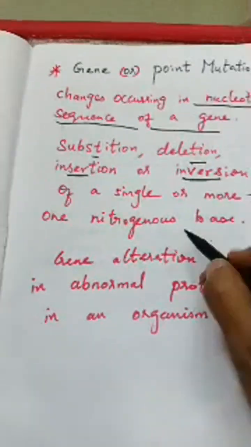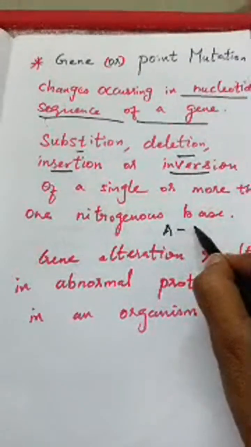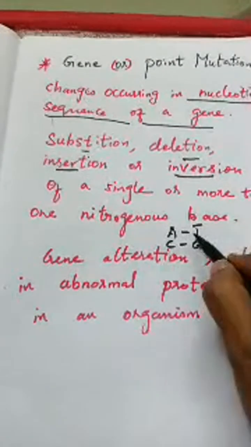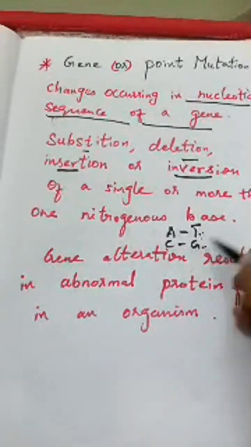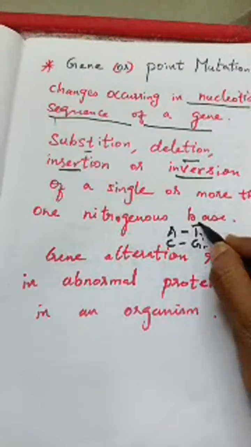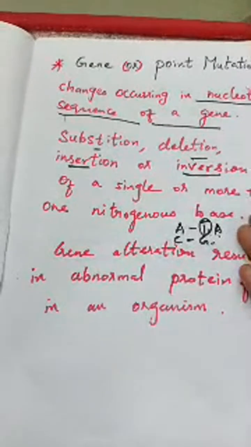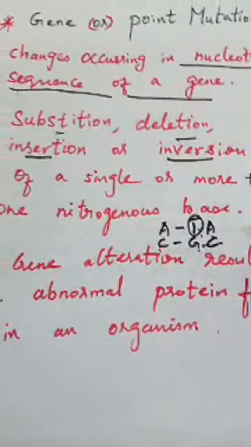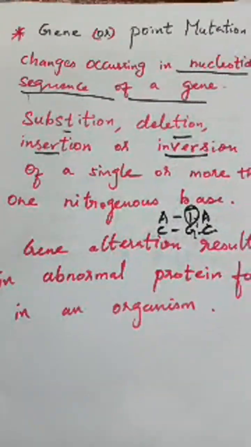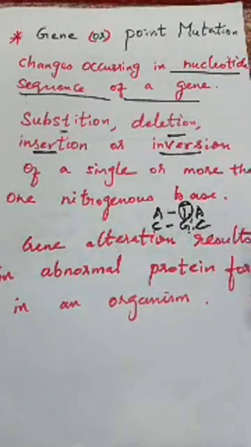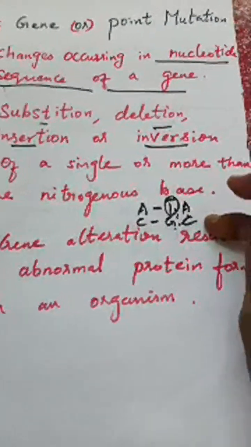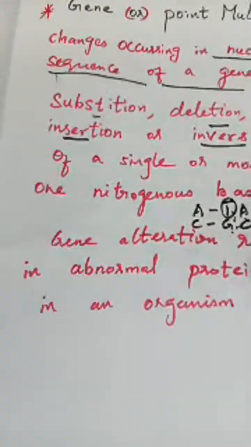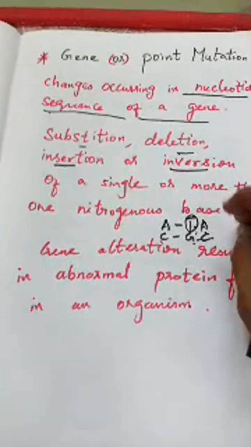Understood? So for example, I am giving you now, and the next is C is for joining. Here instead of this and this, again A is coming, instead of thymine A is coming, means it is a mutation. Here instead of G, C is coming, again it is a mutation. Yes, it's a point mutation. A particular nitrogenous base is changed. Clear? So this is the gene or point mutation.